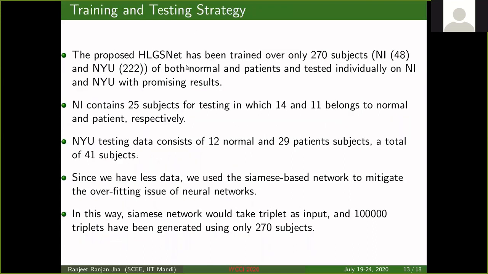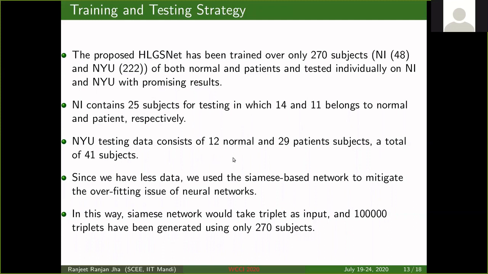Now come to the training and testing strategy. The proposed HLGSNet has been trained over only 270 subjects, with NI containing 48 subjects and NYU containing 222 subjects, of both normal and patient. For testing, NI contains 25 subjects, of which 14 and 11 belong to normal and patient respectively. For testing, NYU contains 12 subjects for normal and 29 subjects for patient.